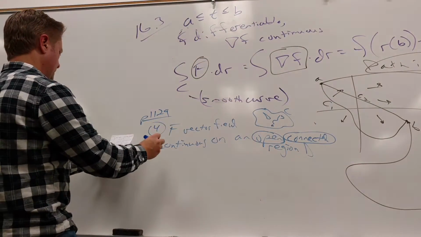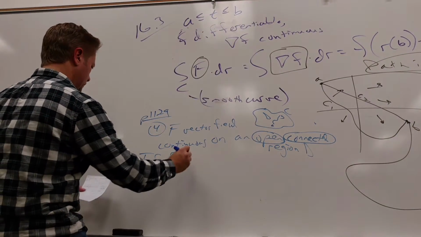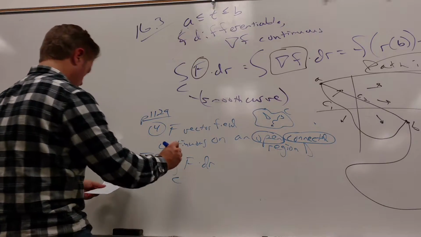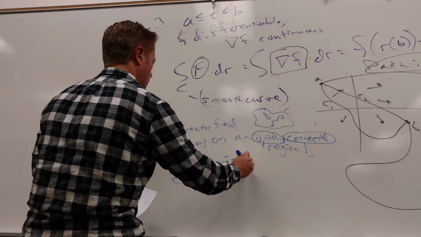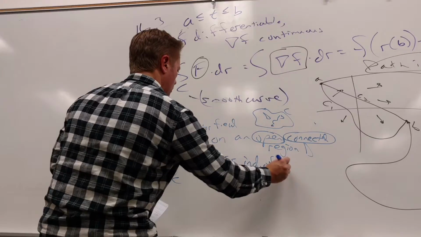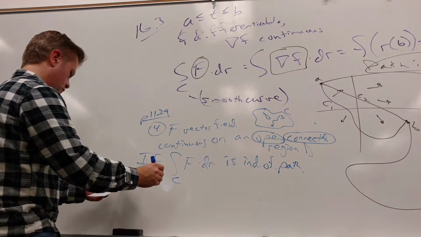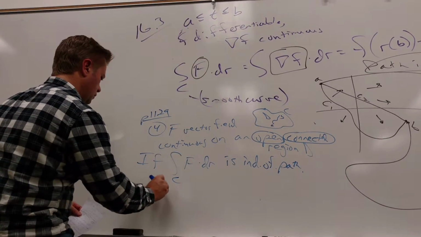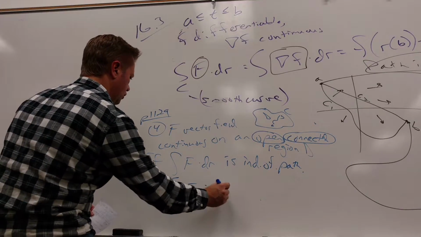Here we go. All right. Continuing this. If this is independent of path, then F is conservative.